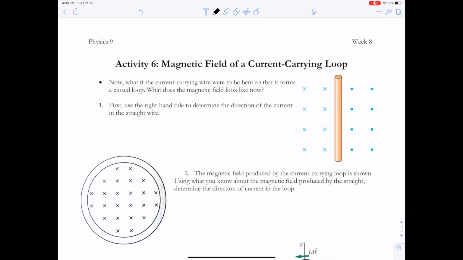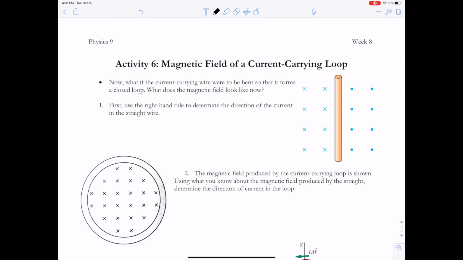At this point, we spent a lot of time looking at the behavior of current-carrying wires placed in magnetic fields and also the magnetic field produced by current-carrying wires. One last time before we go on to our next object, let's look at the magnetic field produced by a wire and see if we can find the current.